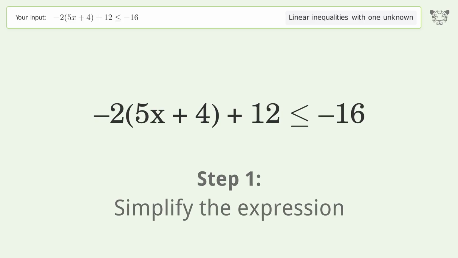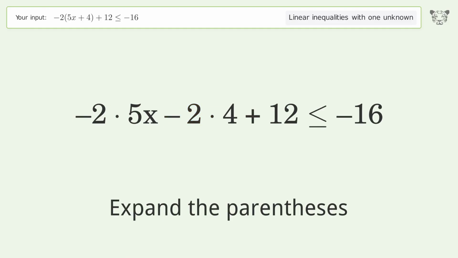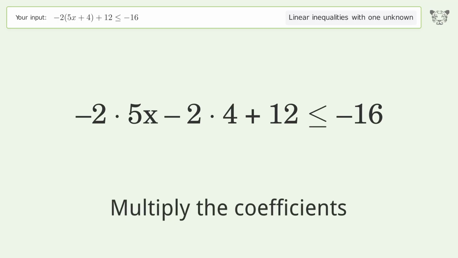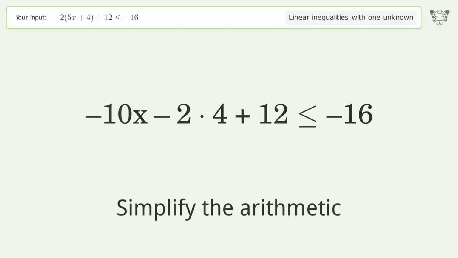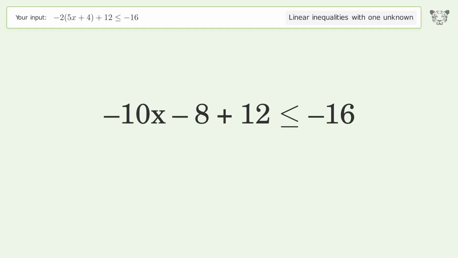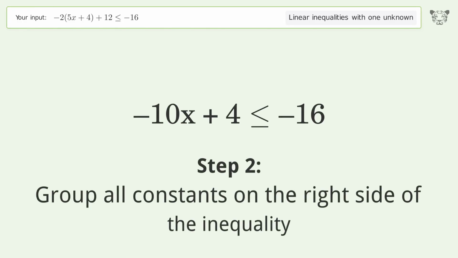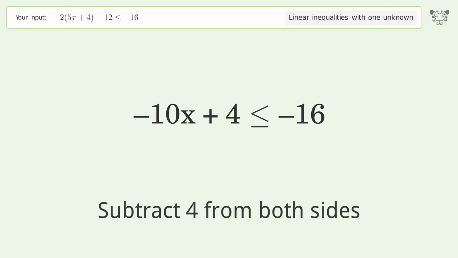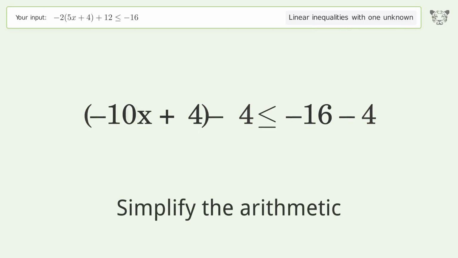Simplify the expression. Expand the parentheses. Multiply the coefficients. Simplify the arithmetic. Group all constants on the right side of the inequality. Subtract 4 from both sides. Simplify the arithmetic.